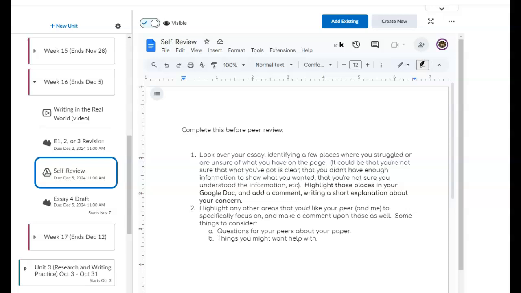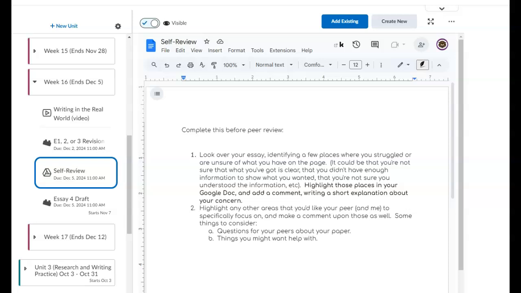So the self-review. So number one, I want you to look over the essay. I want you to identify places where you struggled, okay? You should know this at this point. You should have a pretty clear sense as to where you're doing well, where you had a hard time putting this together. That may be I'm not sure I explained this well. That may be I didn't understand this research very well. It could be, I'm not sure the way in which this is connected to the thesis is clear. All of those sorts of things. Anything of that sort. Okay.